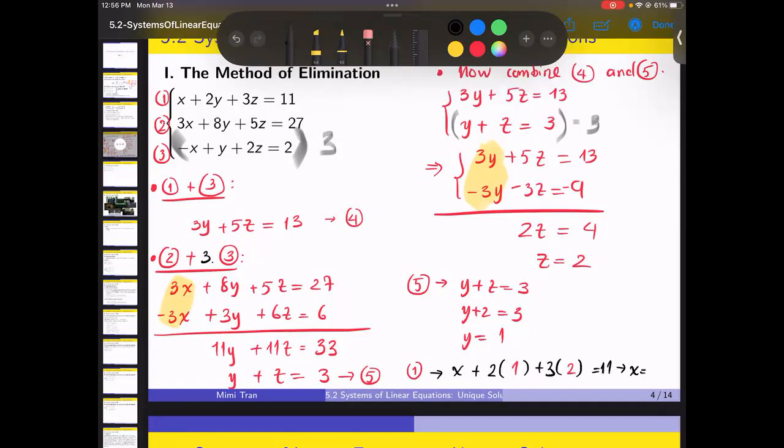2 plus 6 is 8. 11 minus 8 is 3. Your final answer, in order x, y, z, is 3, 1, 2.